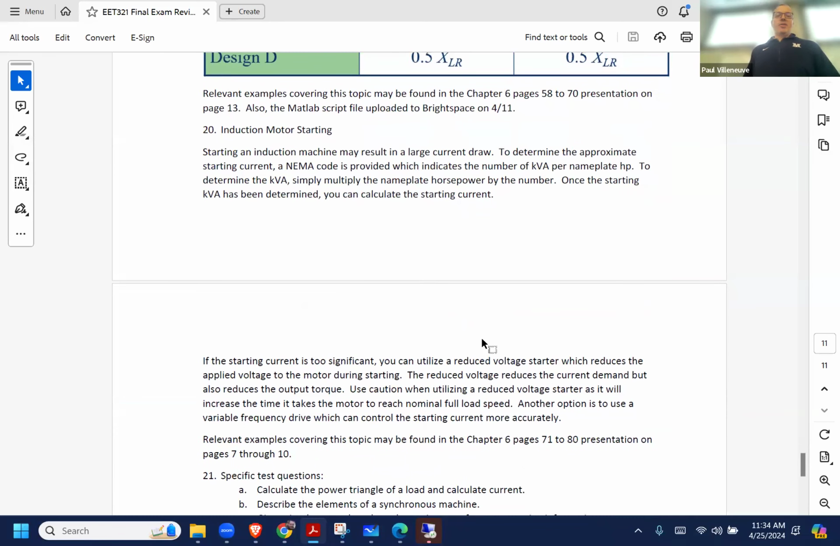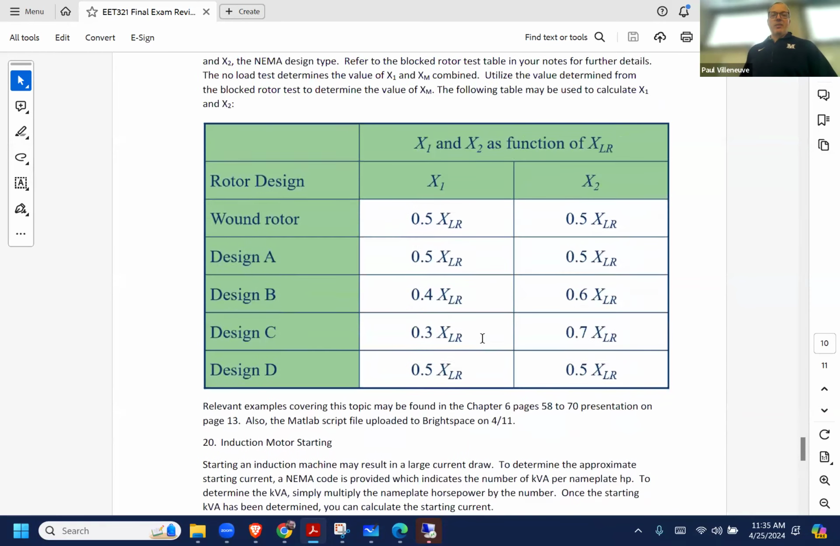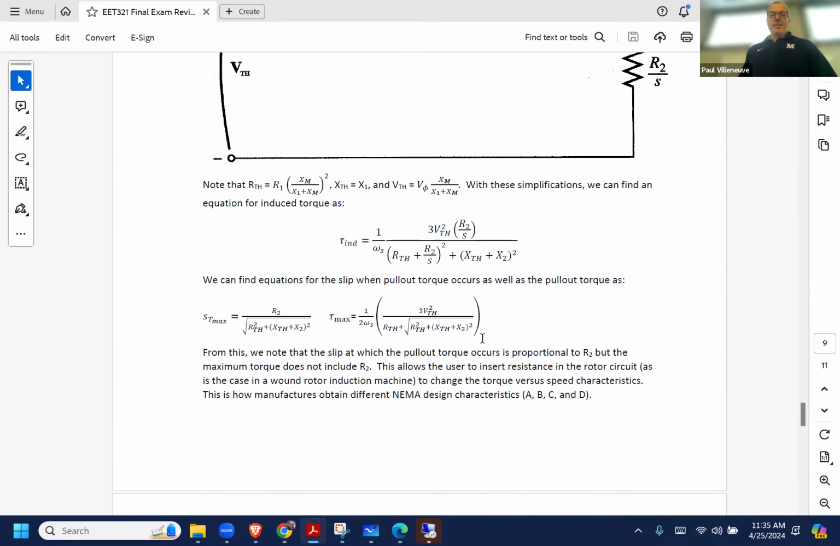And then last thing, if you want to start a motor, use a VFD. That's what everybody uses today. If you're cheap, use an autotransformer. And what we saw in lab is you could put out less speed and less torque when you ran it at a lower voltage. You can actually see that when you look at this equation back here. You can see that T induced is directly proportional to the Thevenin equivalent voltage. So how do you reduce the Thevenin equivalent voltage? Just apply it at a lower voltage. That's what an autotransformer does.